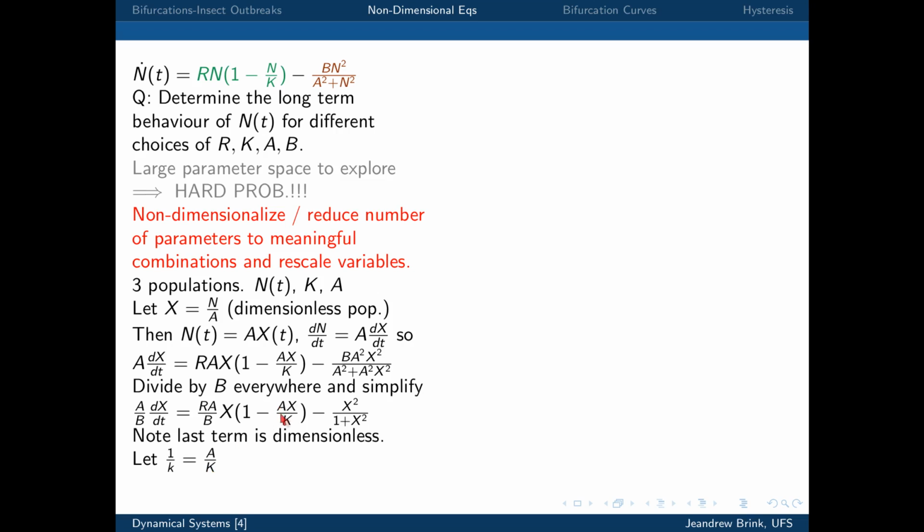So a over k is once again dimensionless because both a and k are populations, and I'm going to call that 1 over little k. I can also call this thing that appears in front over here, r a over b, which is also now a constant, little r. Okay, and both these parameters are dimensionless.